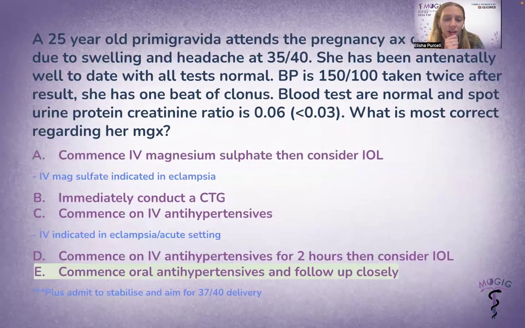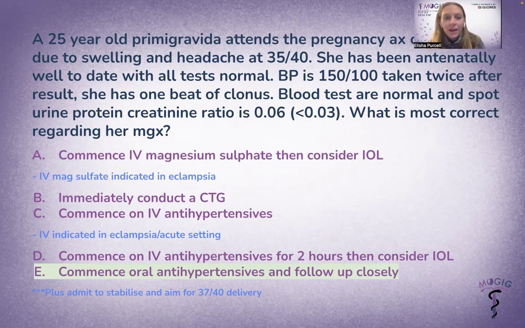Immediately conduct a CTG. That's not a bad thing to do, but it's not the most appropriate answer for this scenario. Commence IV antihypertensives. Again, this is preeclampsia. IV antihypertensives are indicated in eclampsia. Commence IV antihypertensives and then consider induction of labor. No. Again, this scenario is talking about preeclampsia. The only role IV antihypertensives play is in eclampsia.